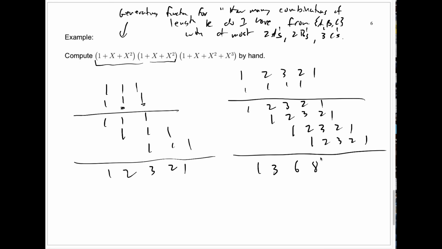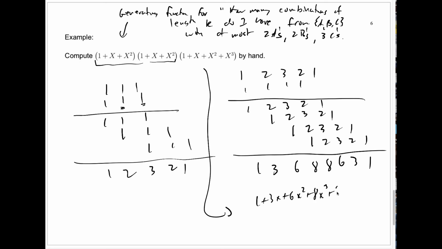then we have 8, 8, 6, 3, 1. In other words, this means that the product is equal to this, which is 1 plus 3x plus 6x squared plus 8x cubed plus 8x to the 4th plus 6x to the 5th plus 3x to the 6th plus x to the 7th.